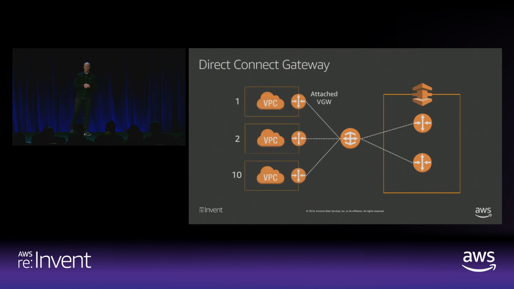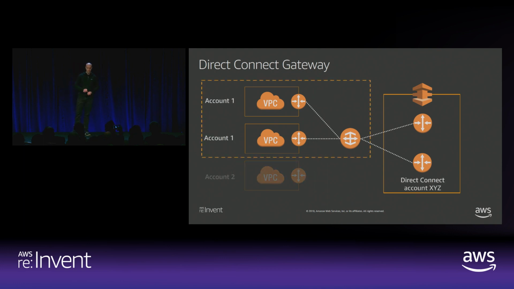After the Direct Connect Gateway is created, you have the ability to connect or associate up to 10 VGWs. Remember, the VGW is the logical, isolated, redundant router that sits at the edge of your VPC. The Direct Connect Gateway can be associated with up to 10 VPCs. Today, these VPCs need to be in the same account.